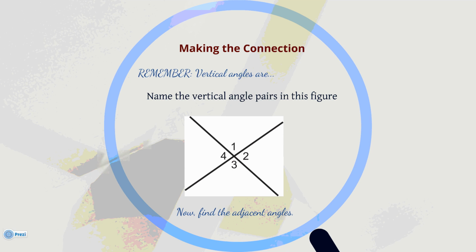Alright, so how in the world are adjacent angles going to help us find measures of vertical angles? Vertical angles, remember, are those that are opposite each other whose sides are intersecting lines. The vertical angles in this figure then are angles 1 and 3, angles 2 and 4. Now you find the adjacent angles.